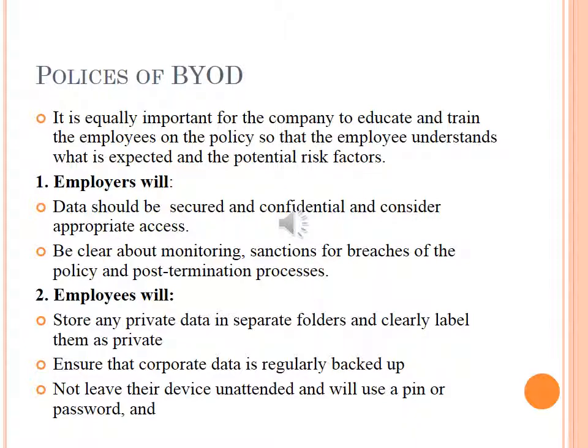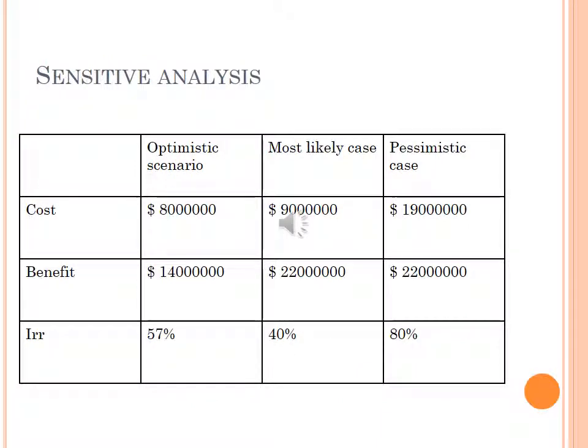Coming to the policies, it is equally important for the company to educate and train the employees on the policies so that employees understand what is expected and the potential risk factors. The employer's data should be secured and confidential, with appropriate access considered. Employees should be clearly monitored, with sanctions for breaches of the policy and a post-termination process. The employee will store any private data in a separate folder and clearly label it as private, and ensure that corporate data is regularly backed up, not leave the device unattended, and use it with a PIN or a password.